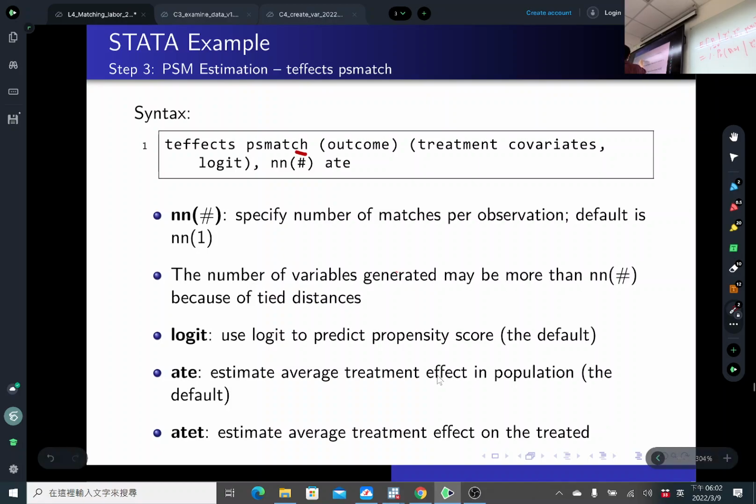And this NN is the number of matches per observation. Okay, so that means how many observations from the control group you want to match with your treatment group. So default is 1. That means each observation in the treatment group, you just pick one unit in the control group to match them. But you can say 2 or 3. They will just pick 3 to take the average to match the treatment group. Okay. Okay. So any questions for this? Okay.